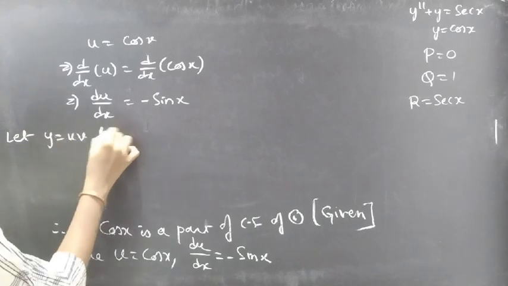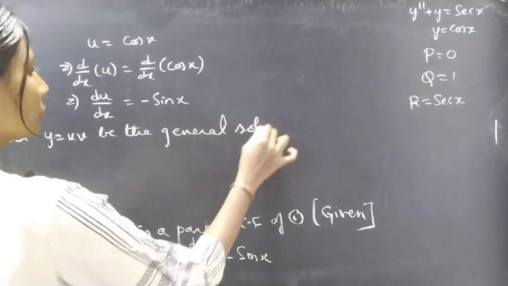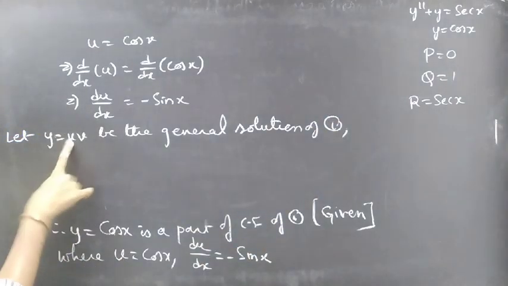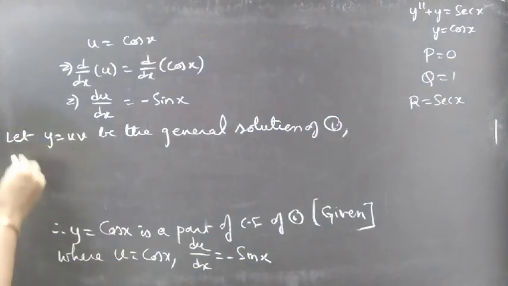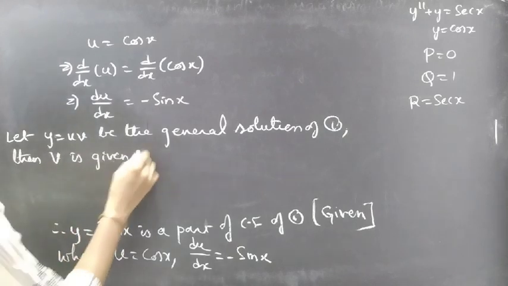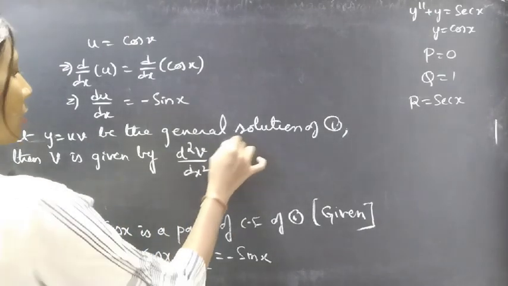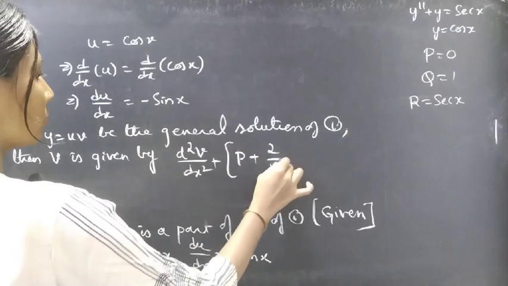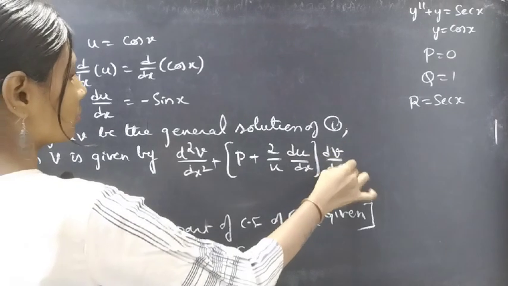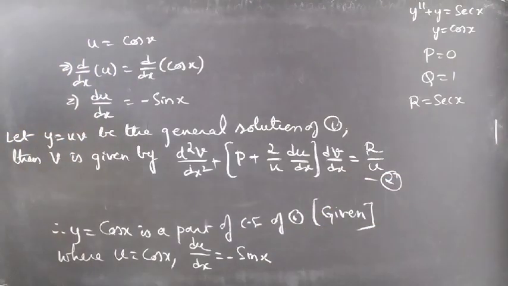Let y equal to uv be the general solution of 1. Already we have u, which is cos x, but we need to find v. Then v is given by the equation d square v by dx square plus p plus 2 by u into du by dx into dv by dx equal to r by u. Consider it as equation number 2.